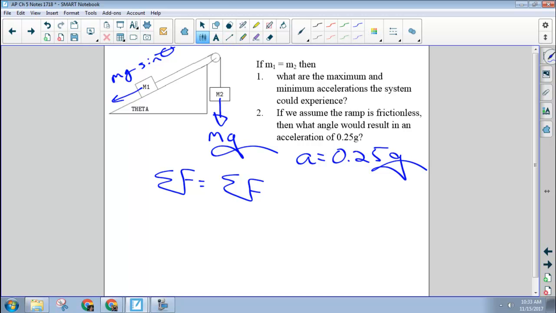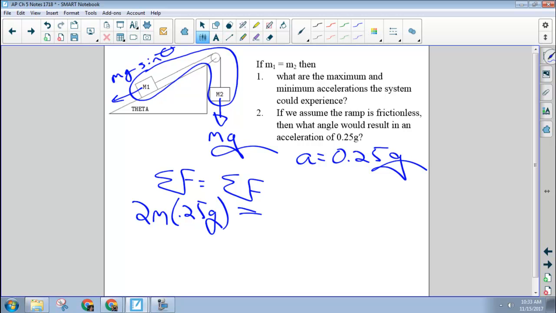So let's see, our net force is going to be mass times acceleration, right? So what's my mass, you guys? Oh, 2m, because our system is this amorphous blob, right? So 2m times our acceleration of 0.25 g equals our net force, which is mg minus mg sine theta.